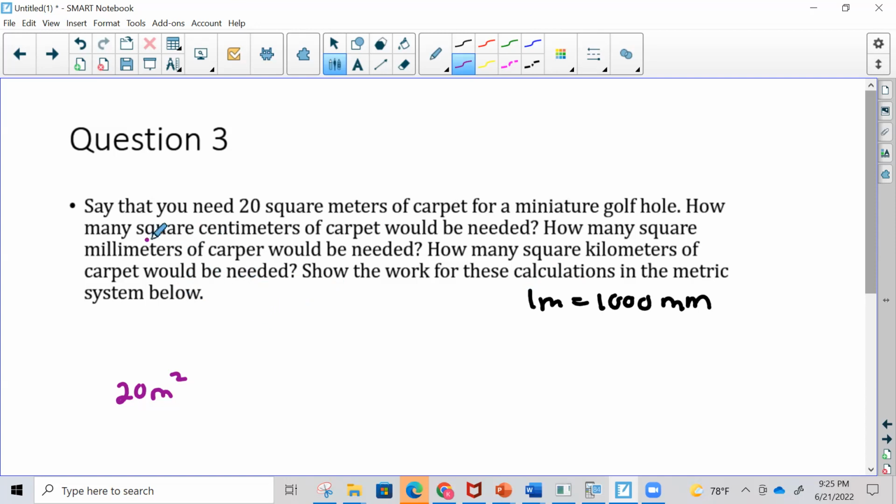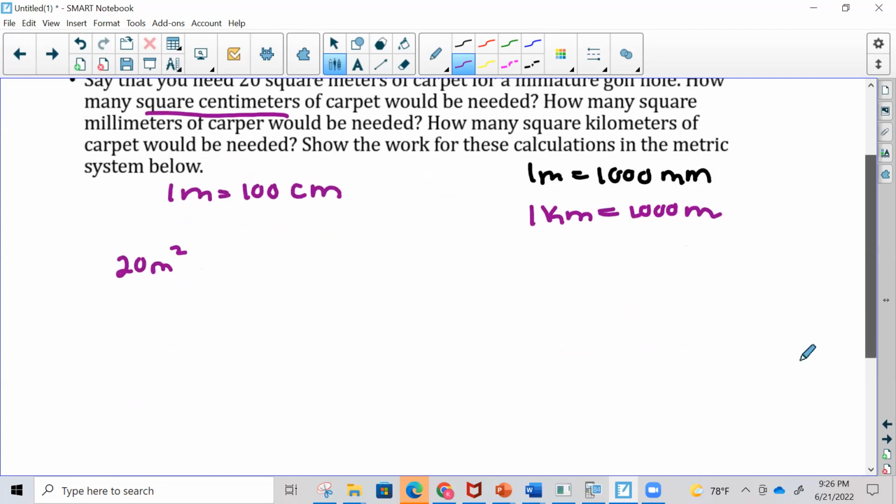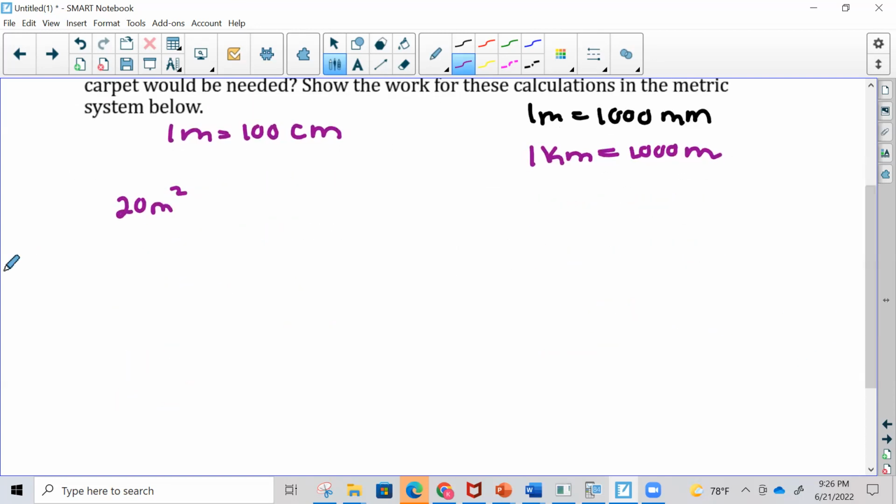The first thing is converting to centimeters, so we need the conversion. 1 meter is equal to 100 centimeters. The second one is how many millimeters. 1 meter is equal to 1,000 millimeters. And the third one is converting it to kilometers. 1 kilometer is equal to 1,000 meters. And so we're going to set up this problem 3 times.